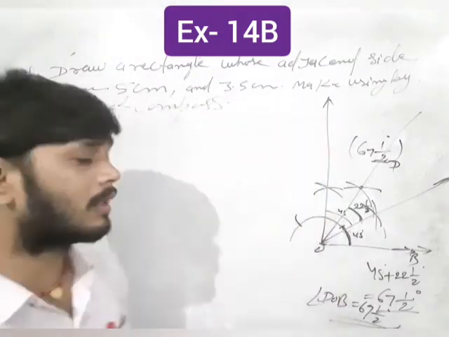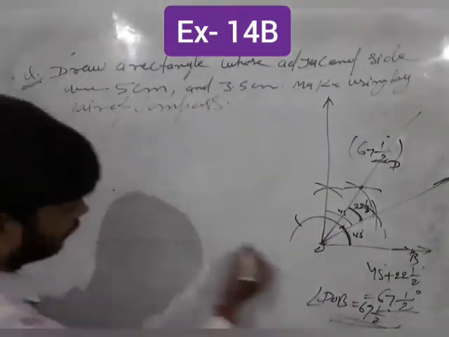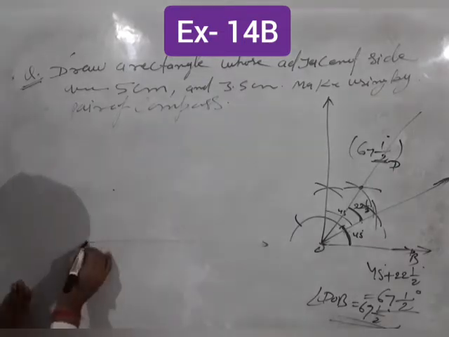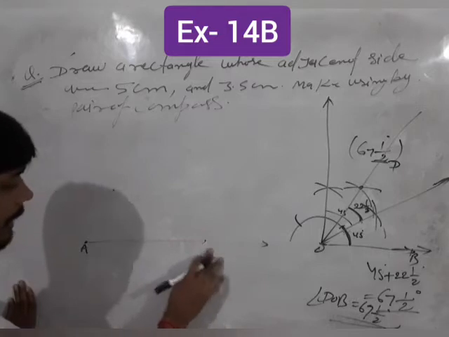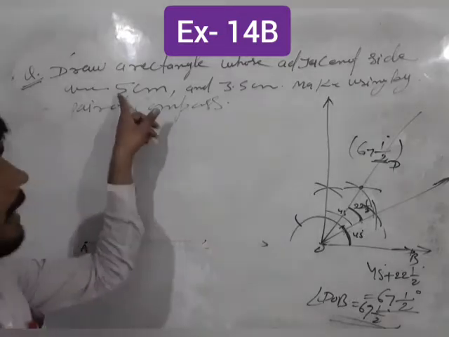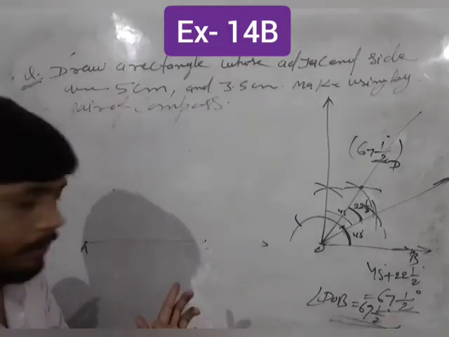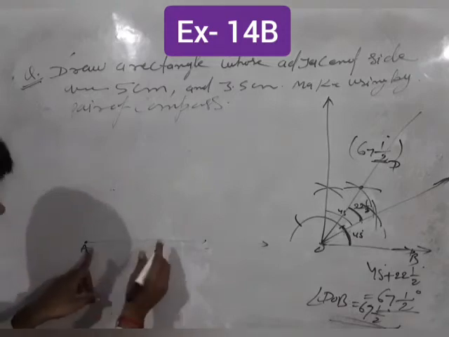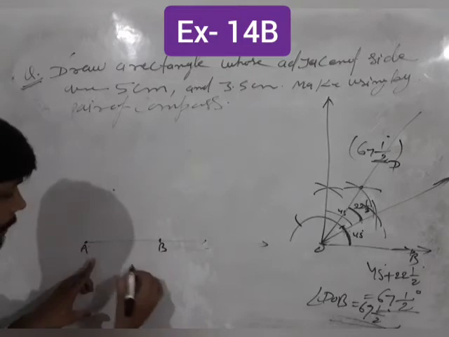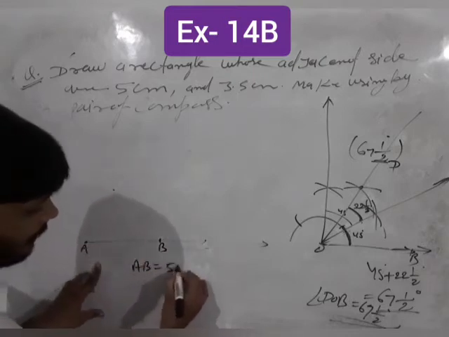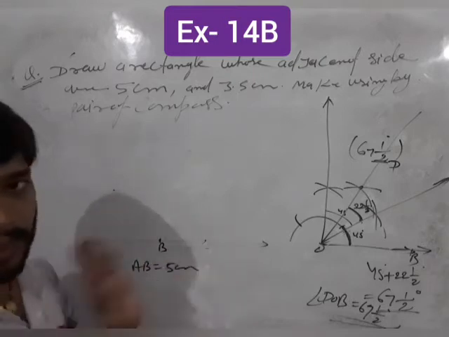For constructing this, students, first of all draw a ray. Here A and here B. Here A, and draw 5 centimeter. Expand the compass and cut the arc here B and make AB equal to 5 centimeter. First of all, draw AB equal to 5 centimeter.